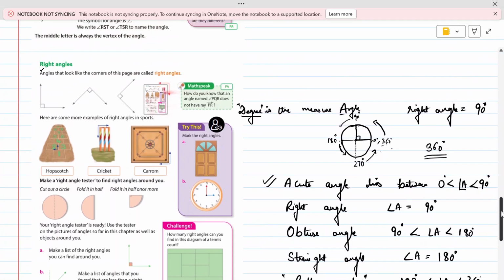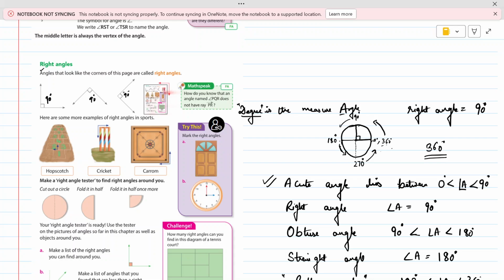Okay, so now what is given to us is various right angles. So kids, if you see here, this is the point and the two rays, they are at 90 degrees with each other. A right angle will always have two of its arms in a straight line at 90 degrees to each other. This angle will always be at 90 degrees.